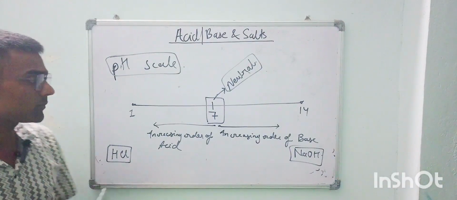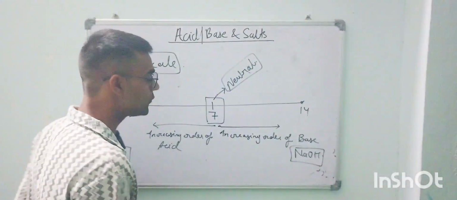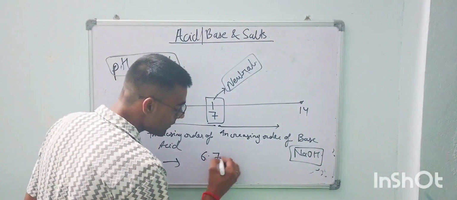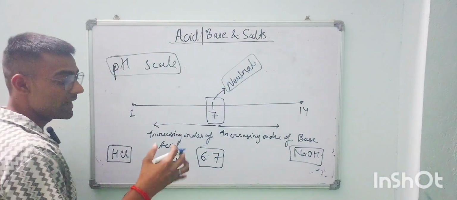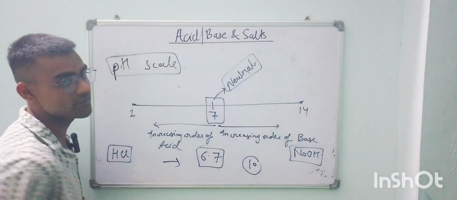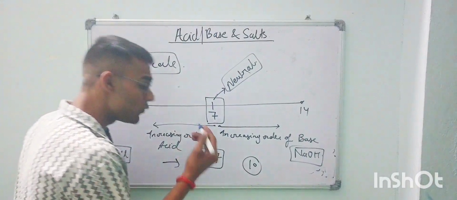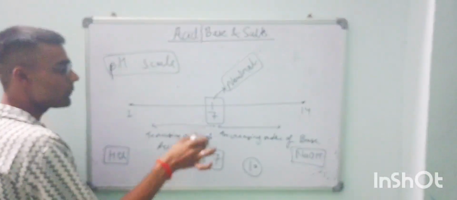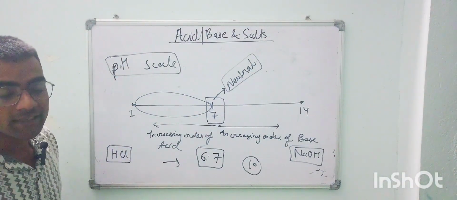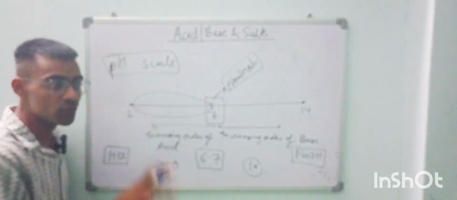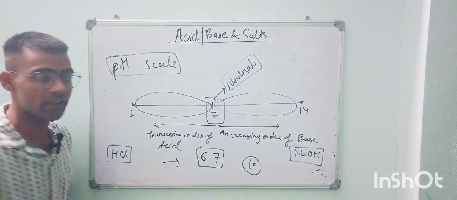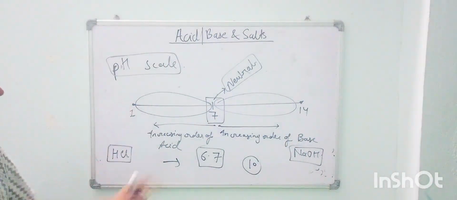There are some pH values which we have to learn. For example, our saliva has a pH of 6.7, and in the case of milk of magnesia, the pH is 10. Any type of acid will lie between 1 and 7, and any type of base will lie between 7 and 14. So basically this is the pH scale.